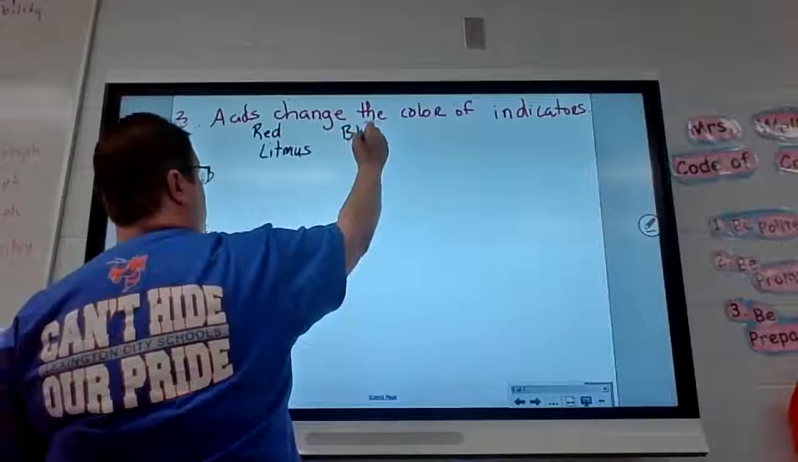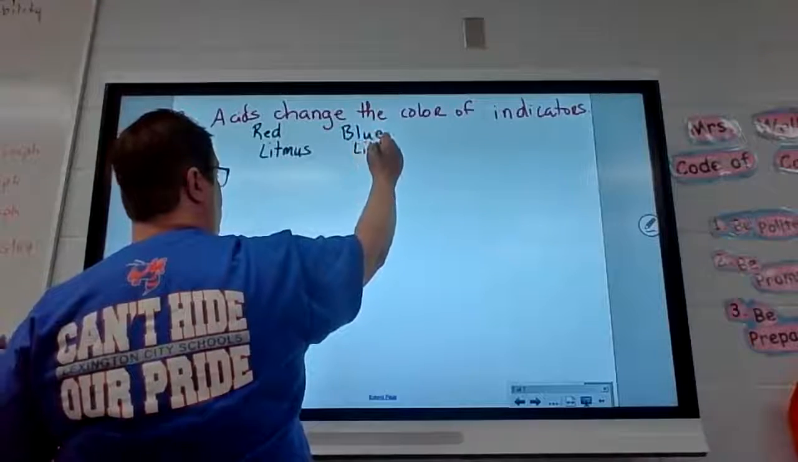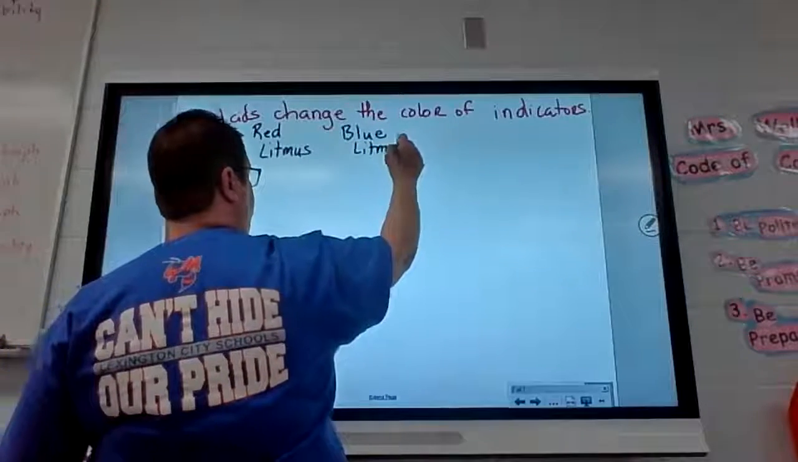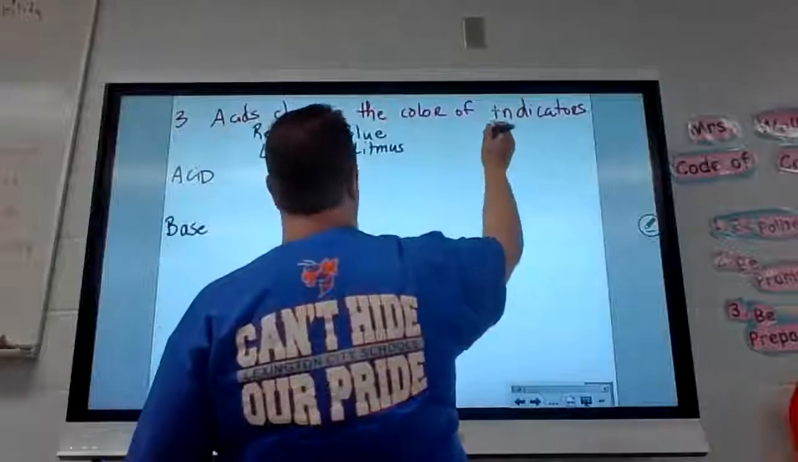Blue litmus. I'll pull it out and show you what it looks like. And if I have a chance tomorrow, I'll bring out acids and bases.